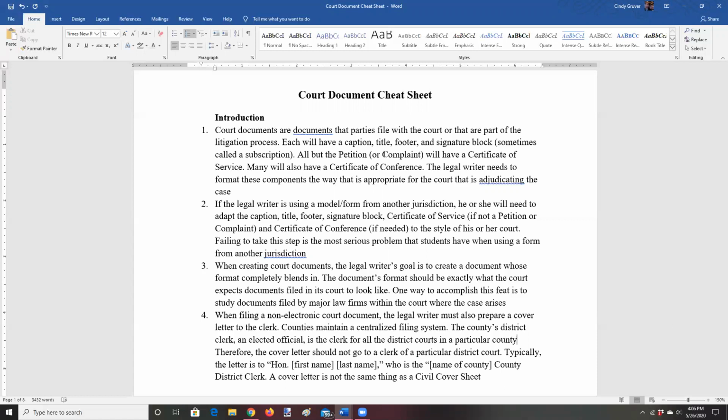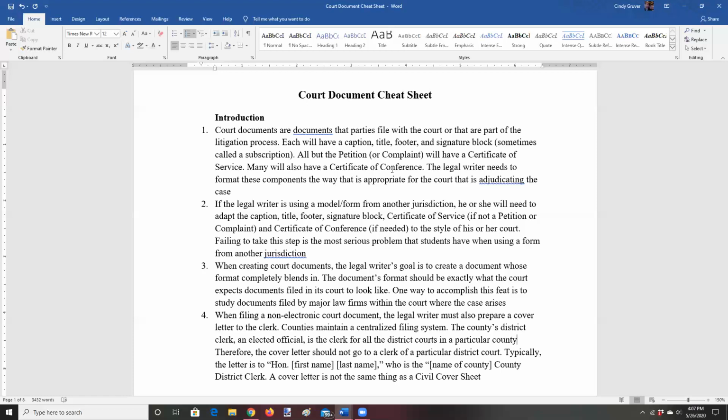Sometimes you'll see that there will be certificates of conference. I'm not going to require them in this particular course, although they appear in many documents, mainly motions. But it's good to know what they are, and it's good to know how to format them. While we won't be doing them in this course, certificates of conference are an important thing that apply to many documents.